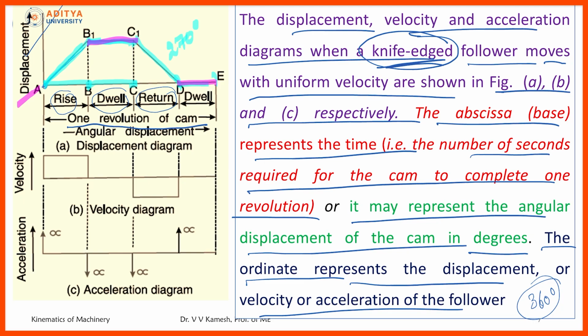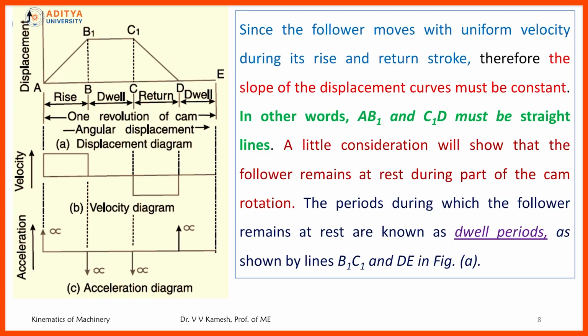The displacement derivative is velocity, the velocity derivative is acceleration, right? Now in the velocity diagram, you can see the displacement steadily increases from A to B, which means uniform velocity. Initially at A the velocity is, let it be, some 5 meters per second. So from A to B, the follower is moving with uniform velocity, and in the velocity diagram you need to show uniform velocity.